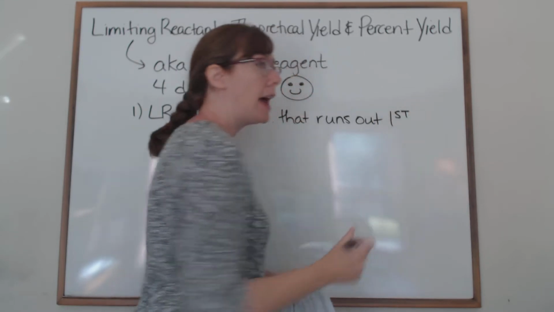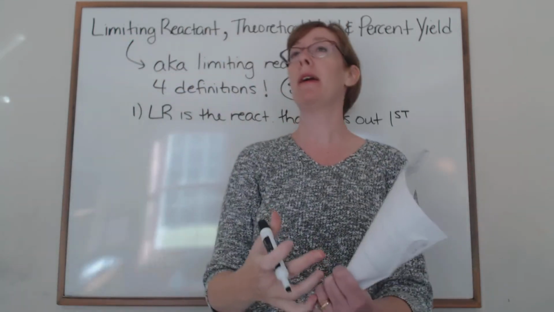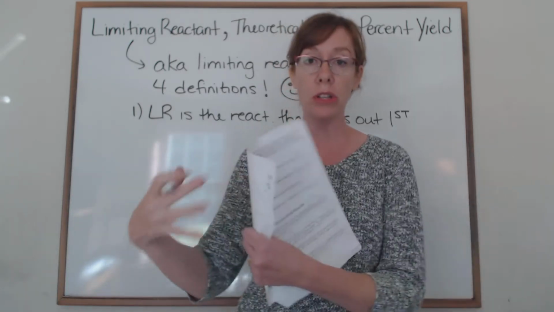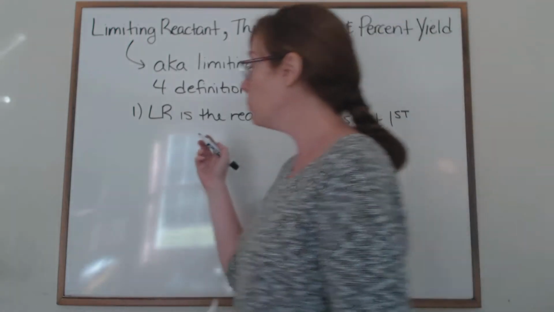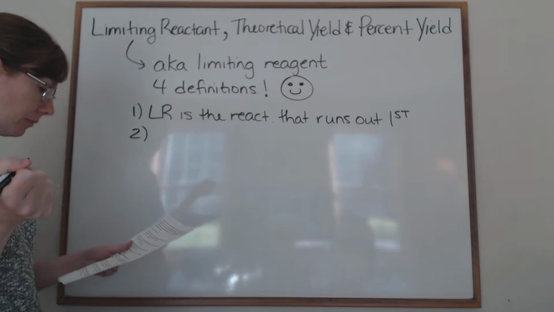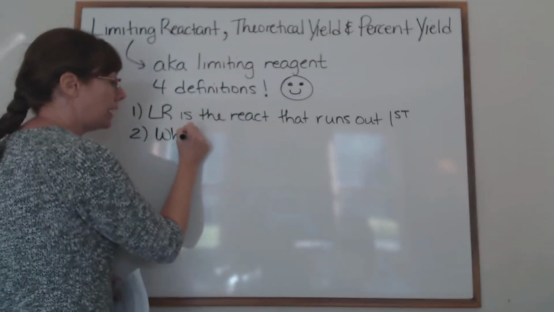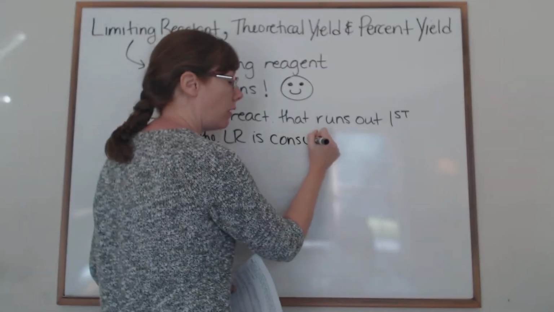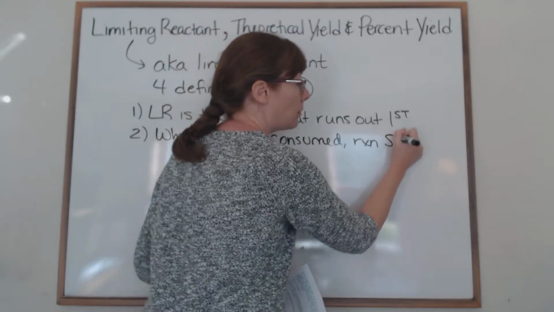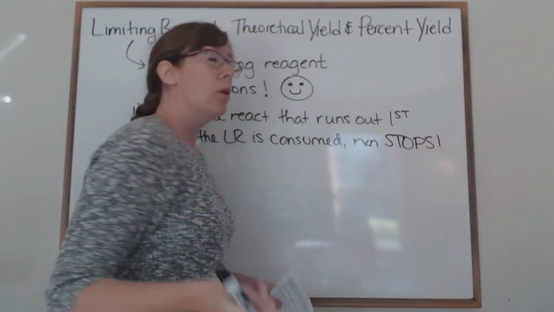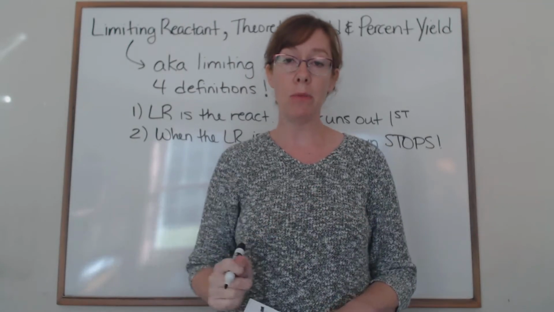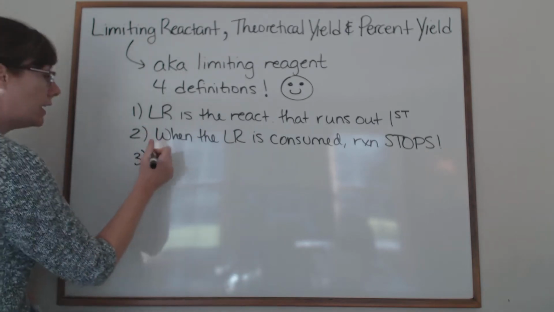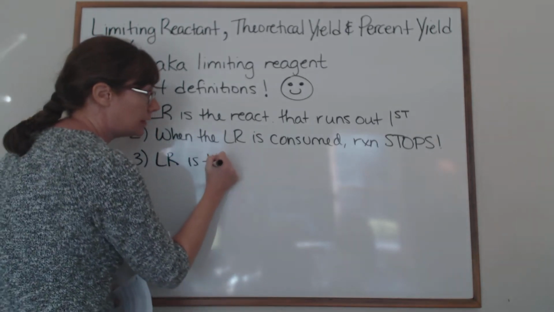So it's the reactant that when you're doing an experiment, it's the one that gets consumed first, the one that gets turned over or turned into product first. So that's one way of looking at the limiting reactant. The second thing is when the limiting reactant runs out, and actually let's use the word is consumed. That just means it runs out. The reaction stops because you don't have one of the necessary reactants anymore, so therefore you don't have any more reaction happening.